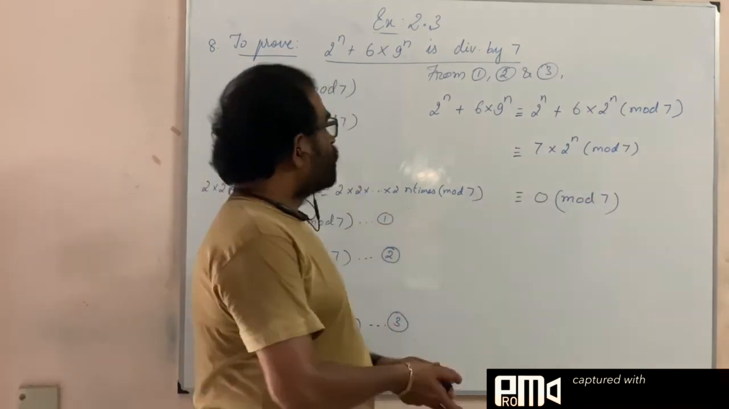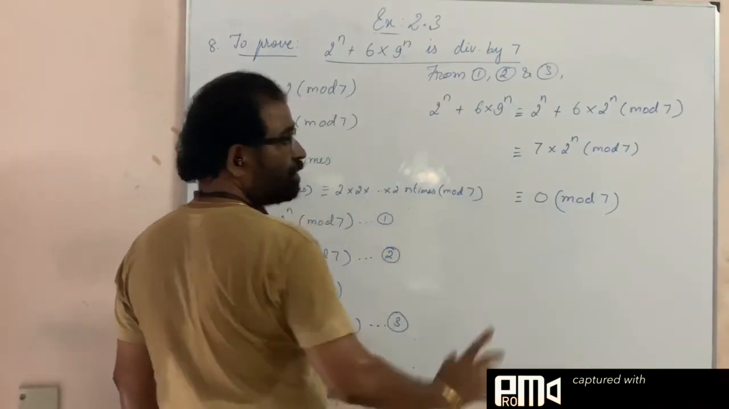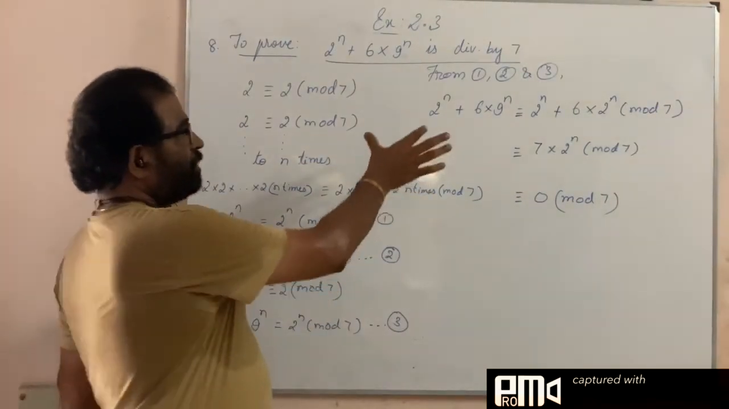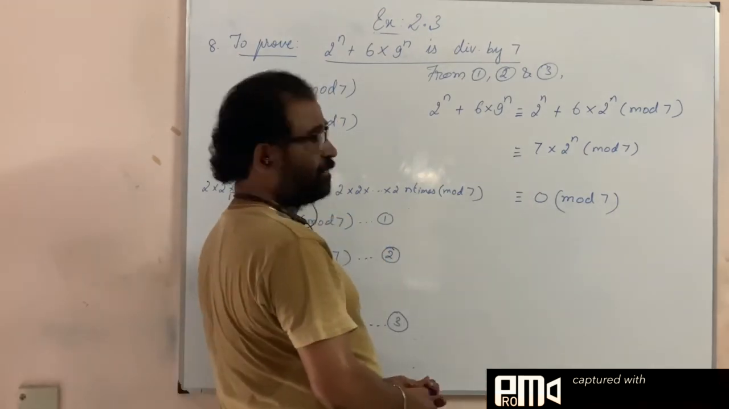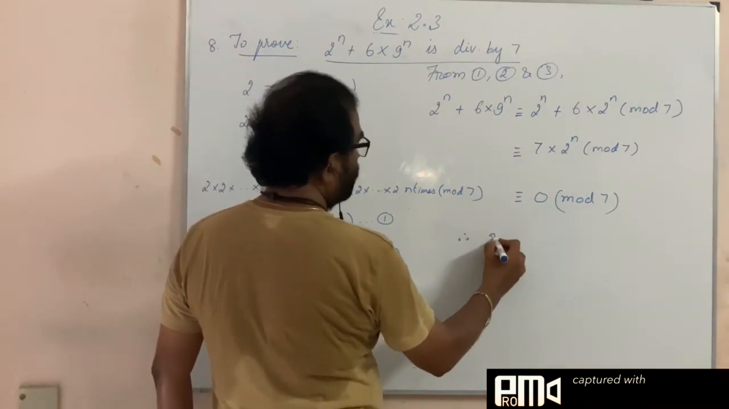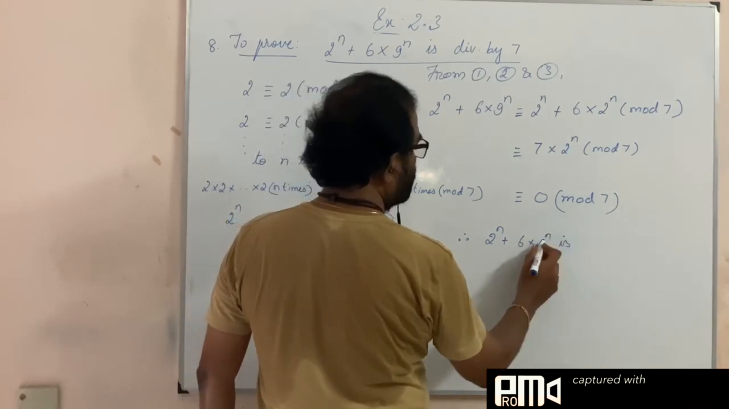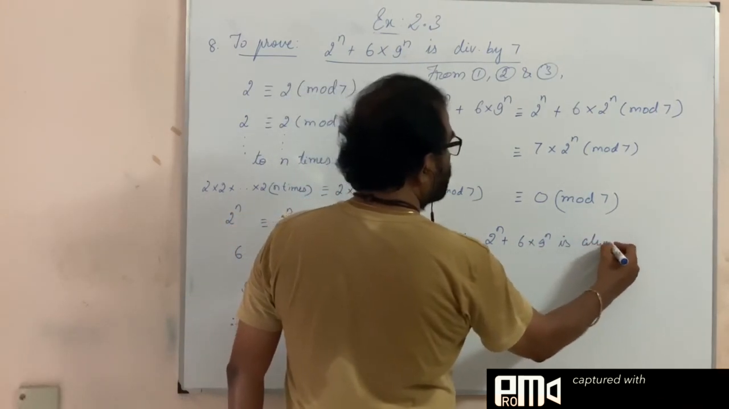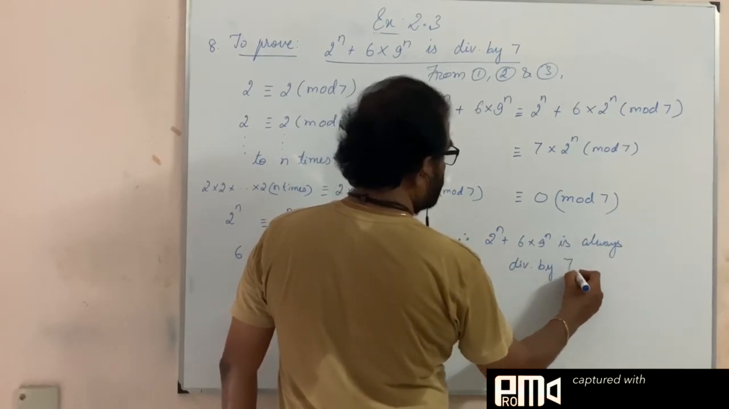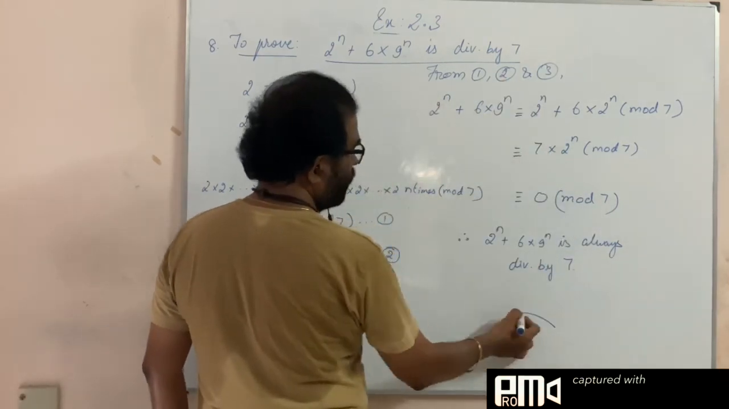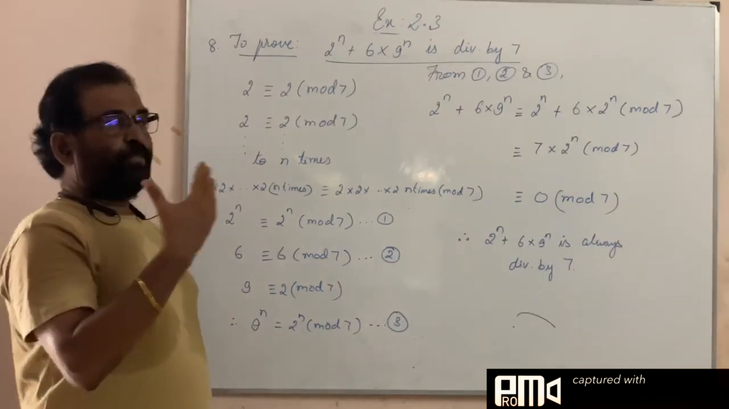So when 2 power n plus 6 into 9 power n is divided by 7, the remainder is 0. That means this is definitely divisible by 7. Therefore, 2 power n plus 6 into 9 power n is always divisible by 7 for all positive integers n. You have to take a note of that. I hope you have understood.